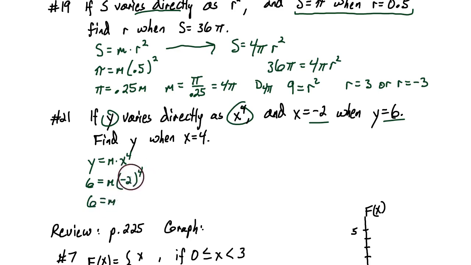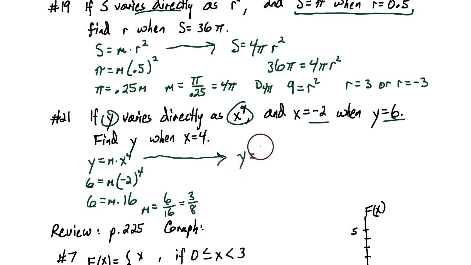Negative 2 to the fourth power is 16. So to get m alone, divide by 16. We get 6 over 16. And this does reduce to 3/8. Now we can rewrite our relationship between y and x and write it as y equals 3/8 times x to the fourth. It says find y when x is 4.